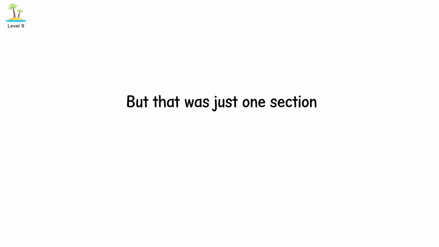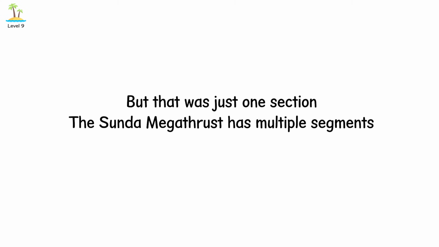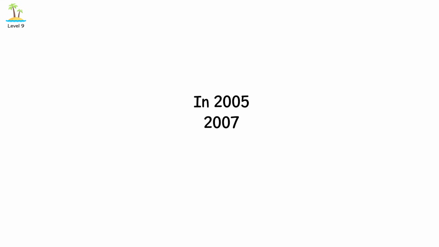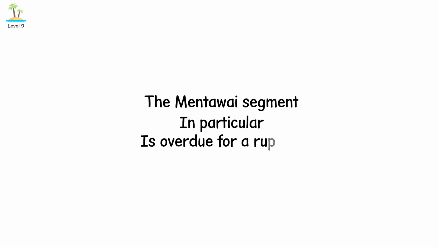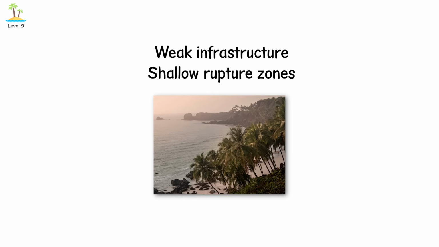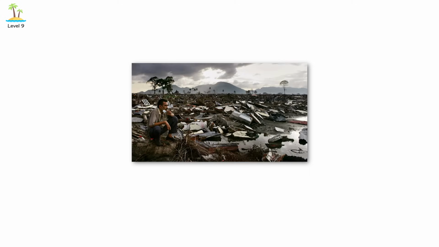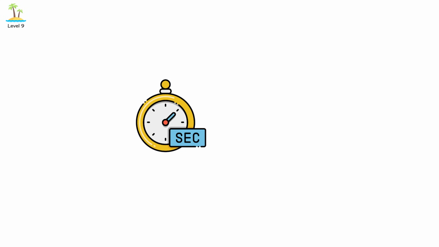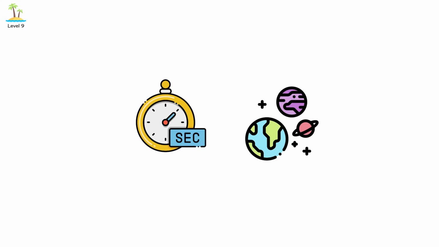But that was just one section. The Sunda Megathrust has multiple segments, many still unruptured. In 2005, 2007, and 2010, powerful quakes occurred further southeast, suggesting a domino of tension traveling the arc. The Mentawai segment, in particular, is overdue for a rupture. What makes Sunda terrifying isn't just its power, it's its geography. Densely populated coastlines, weak infrastructure, shallow rupture zones. The 2004 event permanently altered Earth's rotation, shortening the day by microseconds and shifting the planet's mass distribution.